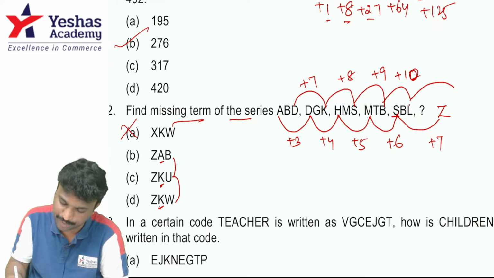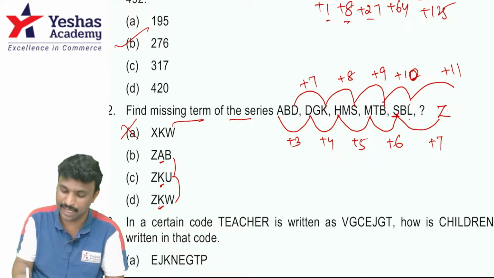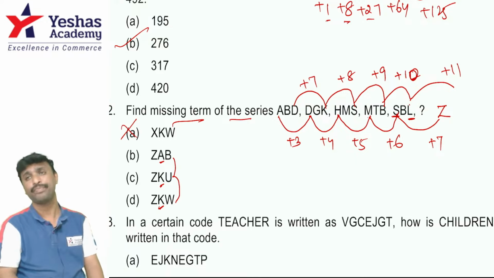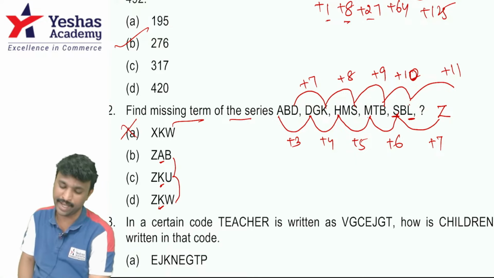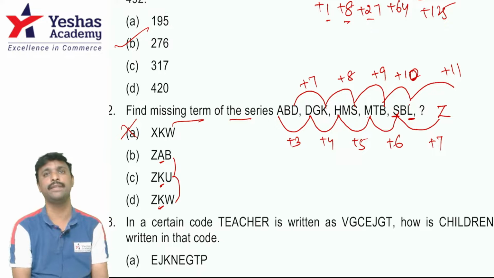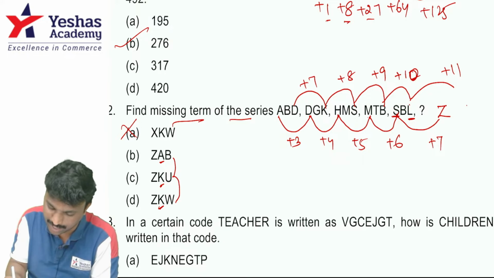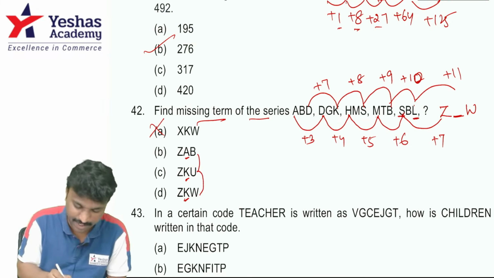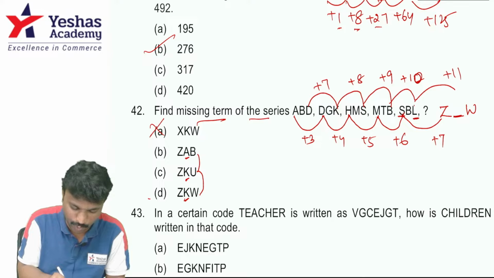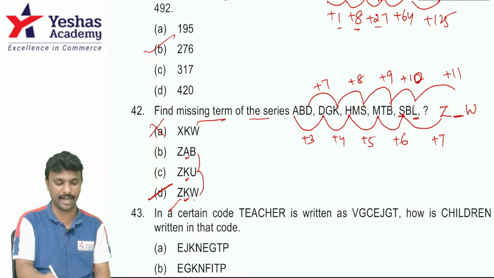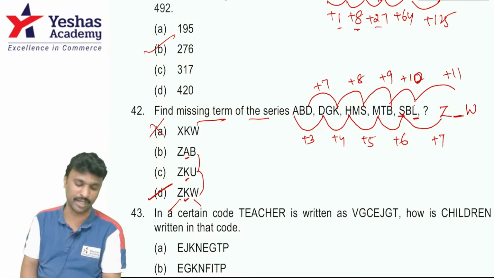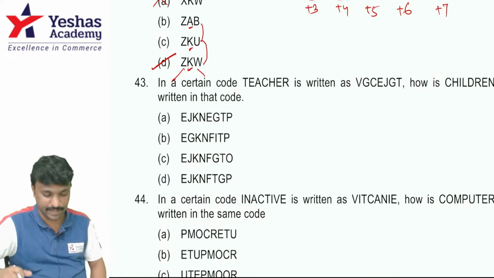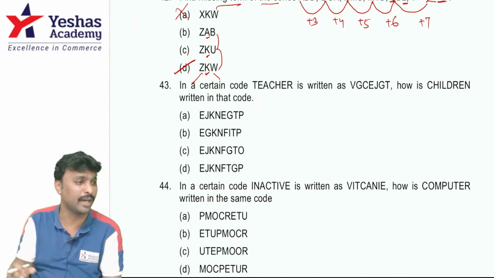The next letter should be plus 11. L is 12, 12 plus 11 is 23. 23 is which letter? 23 is W. So the last letter is W. So we need not bother about the second letter. Z and W you can see only in one option. First letter Z, last letter W. It's only in option C. You need not look for the second letter. Have you understood? Let's look at the next question.